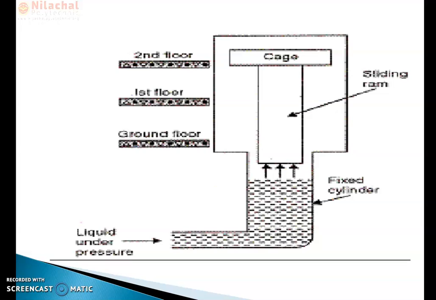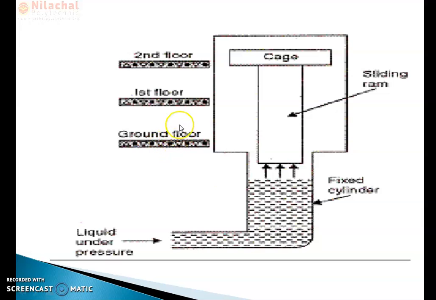Let's come to the working principle of this direct acting hydraulic lift. It consists first of the ram, which slides in the fixed cylinder. At the top of the sliding ram is a cage on which a person or goods may be placed. Then when liquid under pressure flows into the fixed cylinder, this liquid exerts a pressure or force on the sliding ram, which moves vertically up and thus raises the cage to the required height.